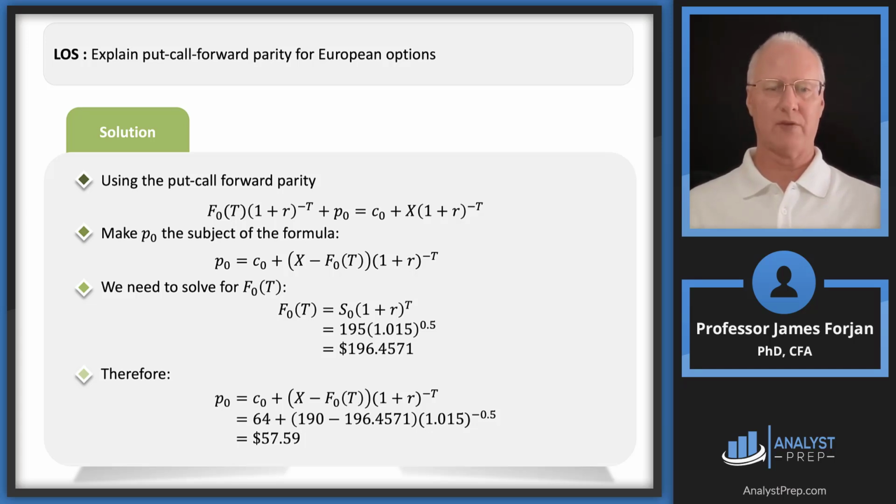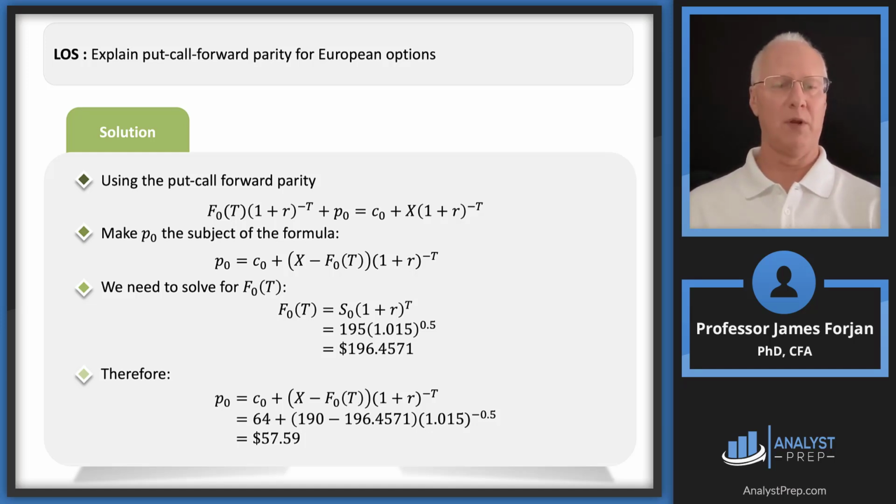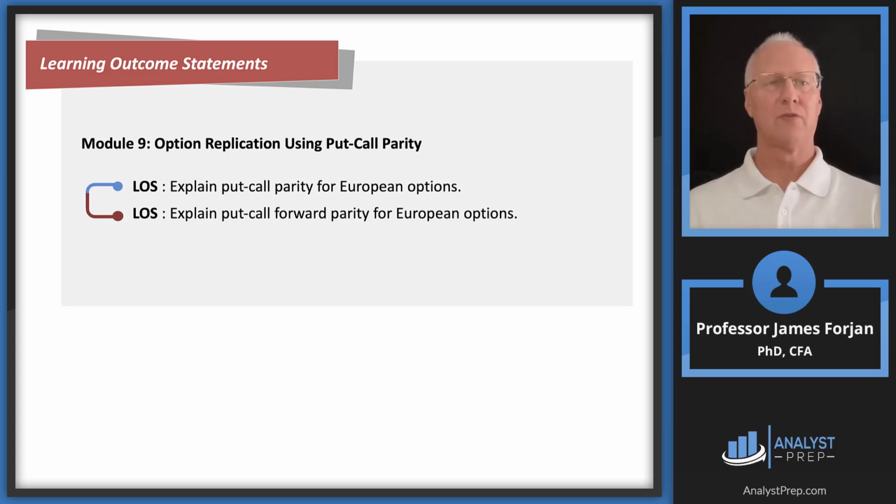So there's the 196. Then we can use our put call parity solution for the price of the put option and just substitute those numbers there. Notice what we're doing there, we're doing a little algebra. We're taking the difference between the 190 and the 196, and then we're taking the present value of that. So that gets us the $57.59. And that takes us through this learning module.